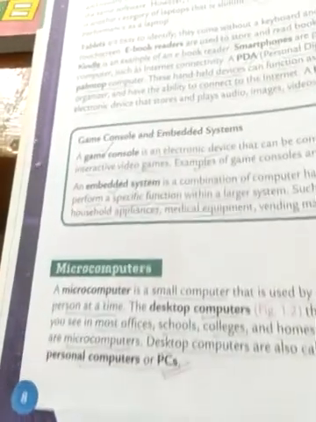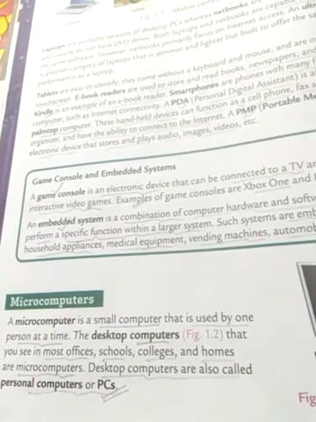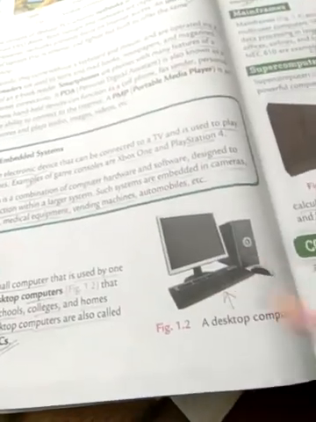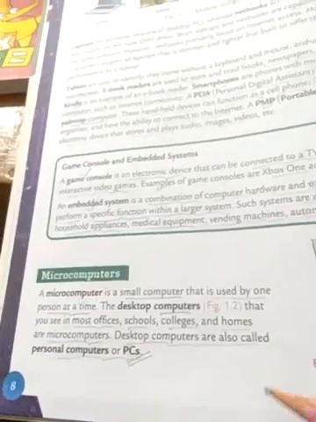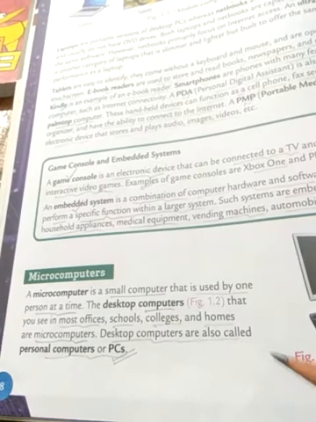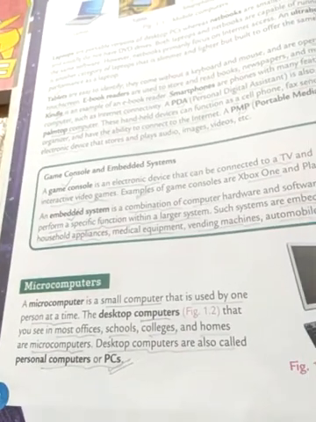Now the second type of computers is the microcomputers. These are very small computers and used by one person at a time. The real example is desktop. They are mainly used in most offices, schools, colleges, homes, and they are also known as the PC or the personal computers.